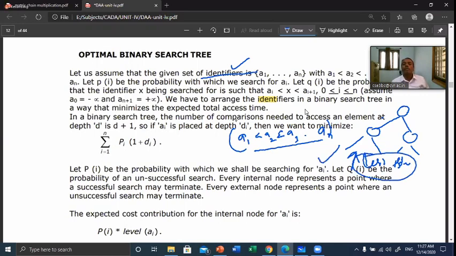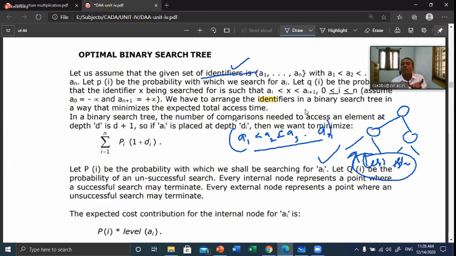That is an optimized one. Then if there are three, four binary search trees with these elements, among these three, four binary search trees, the one which takes less time to search an element is the optimized binary search tree. That means you are going to calculate the time taken to search the element.